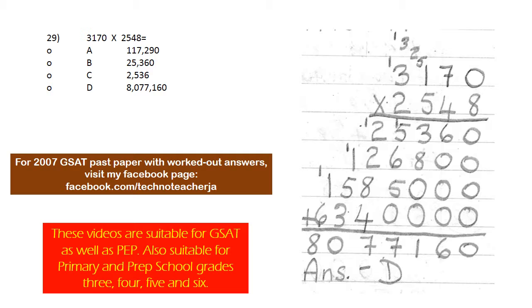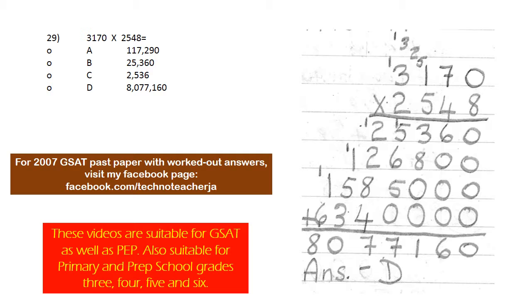Now let's add. 0 plus 0 plus 0 plus 0 is 0, so you write a 0 below the 0. And then 0 plus 0 plus 0 plus 6 is 6. So you write a 6 below the 0. And then 0 plus 0 plus 8 is 8. 8 plus 3 is 11. Write a 1 below the 0 and carry the other 1 in the column beside it, above the 5.